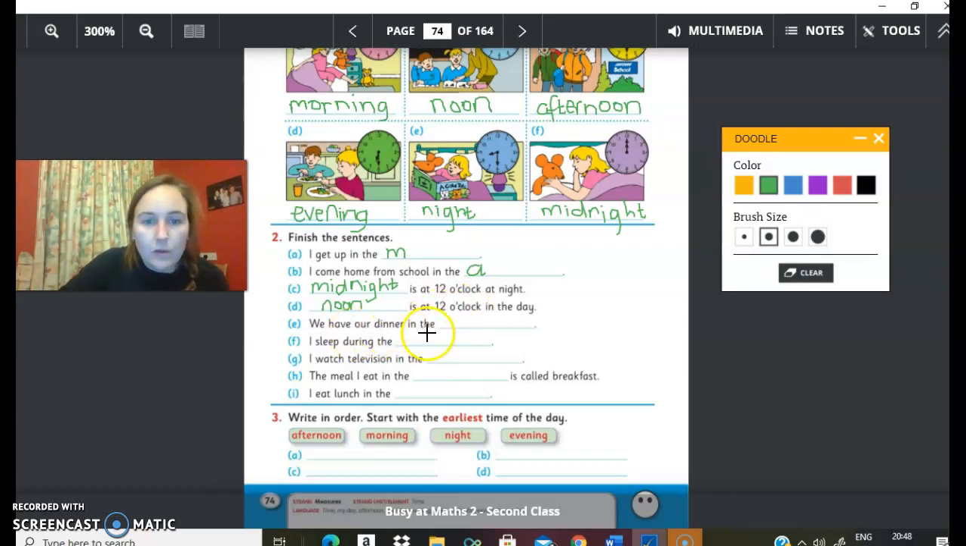Noon. We have our dinner in the evening. E for evening. I sleep during the night when it's dark. I watch television in the evening, I would say. If you watch it as soon as you get home from school, it would still be the afternoon. But if it's getting later in the day and after your homework and your dinner, it would be the evening.